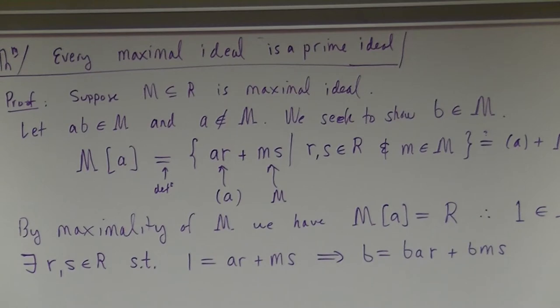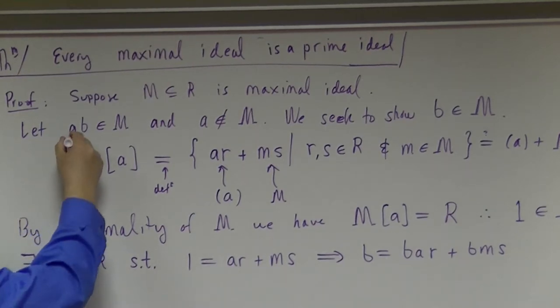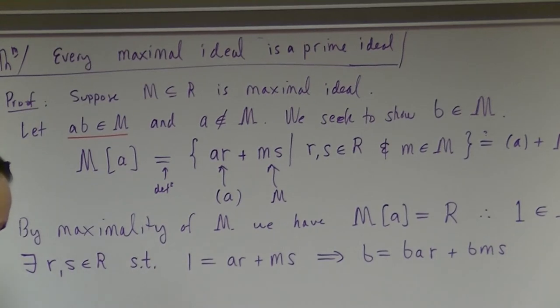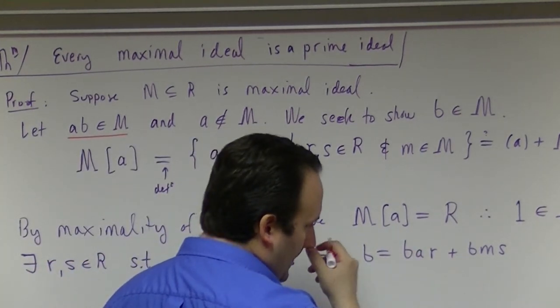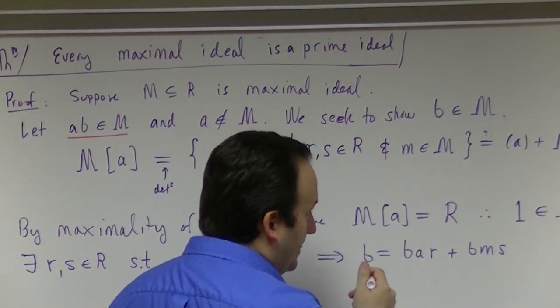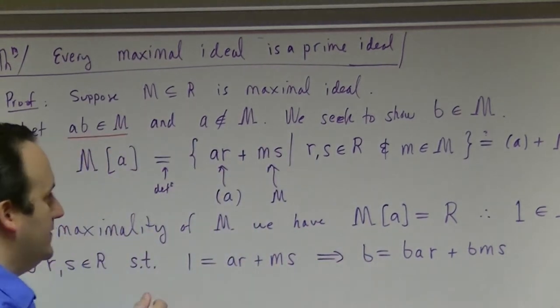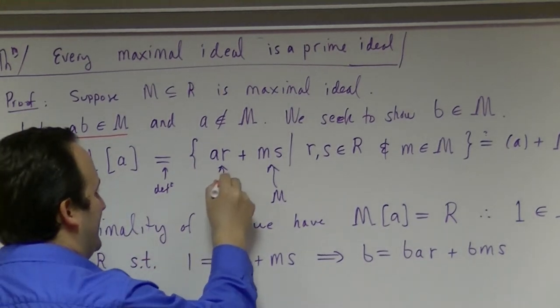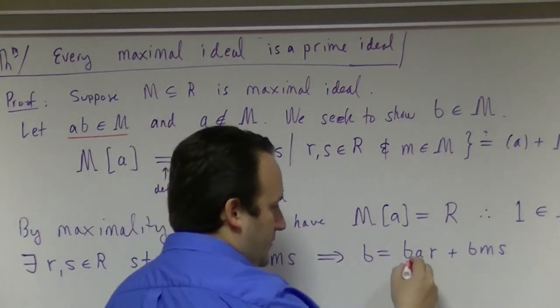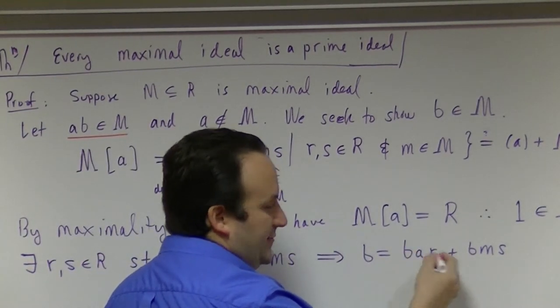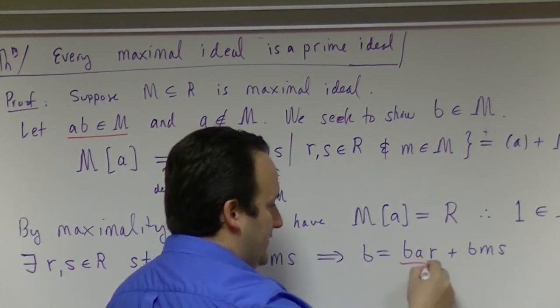Let's see here, what do we know? What's that? Is it going to be BA plus BM? Yeah, BAR plus what? BMS, since we said MS is an element of M. Sorry, BA is also an element of M. Right. So BA is an element of M, which means BAR is an element of M because M is an ideal. So this is an element of M.